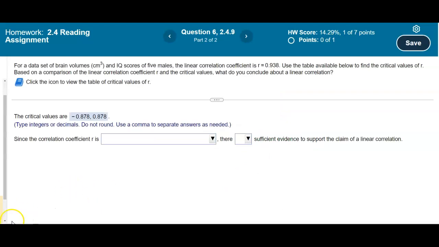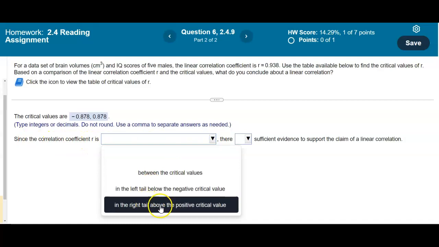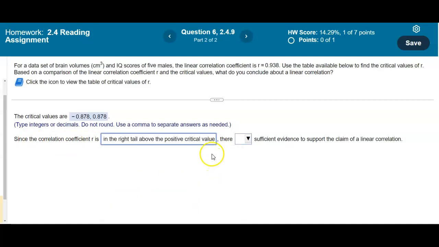So how do we answer this question? Well, if you notice, the value of r was in the right tail. So we're going to say that since the correlation coefficient r is in the right tail, above the positive critical value, we would say that there is sufficient evidence to support the claim of a linear correlation.